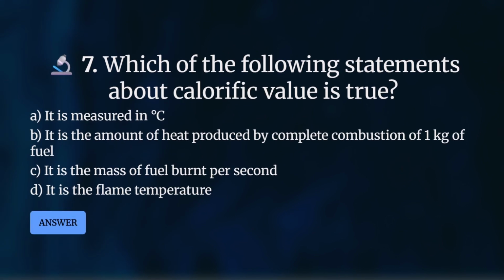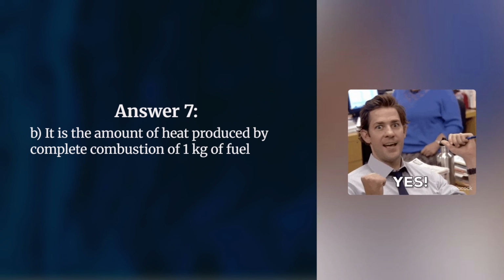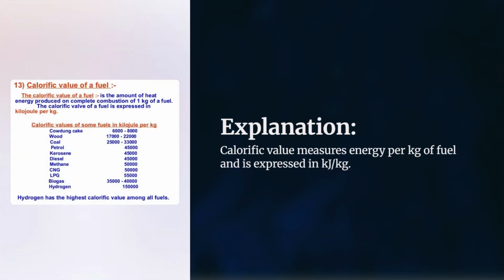Question number 7. Which of the following statements about calorific value is true? The options are A. It is measured in degrees Celsius. Option B. It is the amount of heat produced by complete combustion of 1 kilogram of fuel. Option C. It is the mass of fuel burnt per second. Or is it option D, it is the flame temperature? And the correct answer is, it is the amount of heat produced by complete combustion of 1 kilogram of fuel. Calorific value measures energy per kilogram of fuel and is expressed in kilojoules per kilogram.